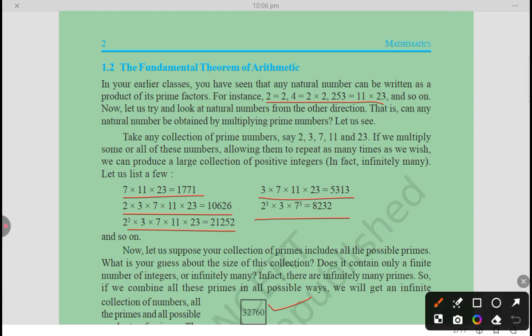The fundamental theorem of arithmetic. In earlier classes, we've seen that a natural number can be written as a product of prime factors. For example, 2 equals 2, and 4 equals 2 multiplied by 2, and 253 equals 11 multiplied by 23, and so on. That means these are composite numbers which can be factorized into prime factors. Here 11 and 23 are prime numbers.